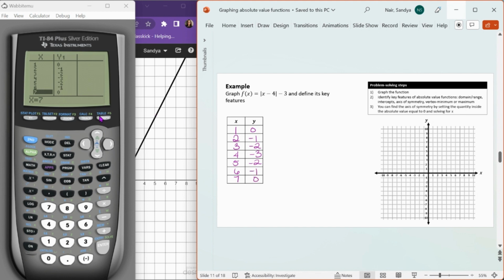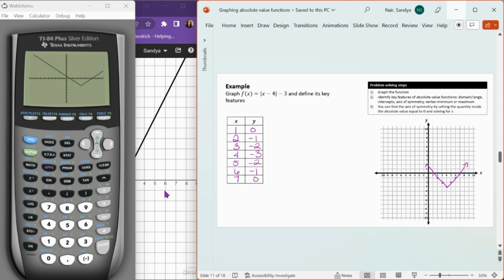Okay. And then if I click graph, it's going to give me a nice visual of what my graph is supposed to look like. So let's go ahead and graph that on our coordinate plane. So we have (1, 0), (2, -1), (3, -2), (4, -3), (5, -2), (6, -1), and (7, 0). You can kind of see the symmetry start to show up when you're plotting these points, because you'll notice that sometimes the y values get repeated and you'll start to see the symmetry in this graph.